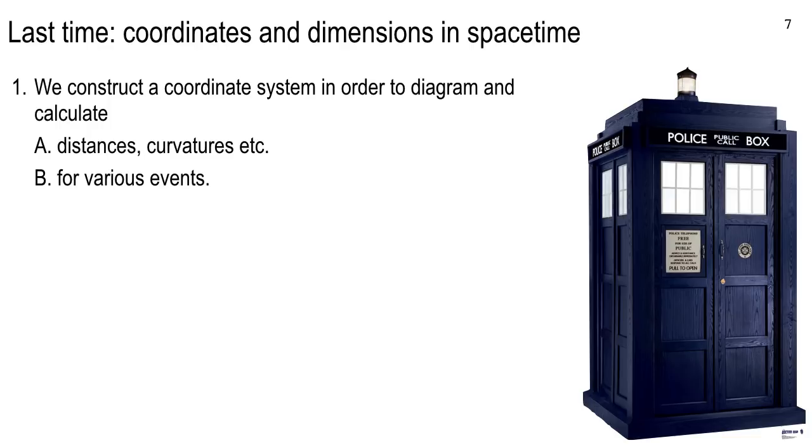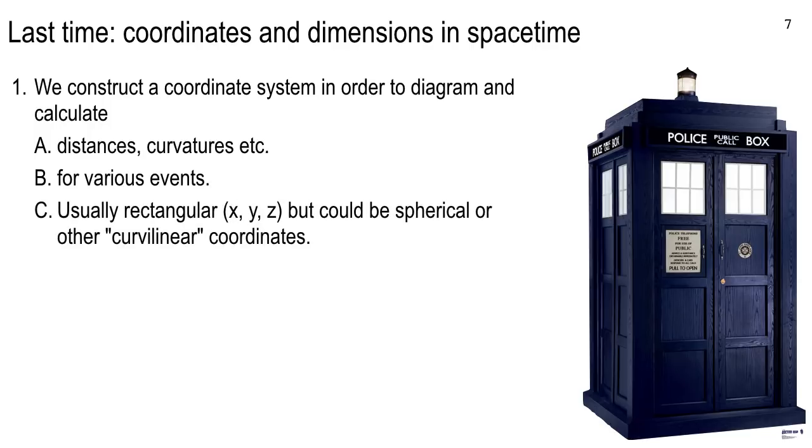Now, I use the word event because an event is something that happens on a calendar. If you are thinking about time, you have to include the time and the location. That makes it an event. Usually we use rectangular coordinates, x, y, and z, but they could be spherical coordinates, latitude, longitude, and distance from the center of the Earth, or some other kind of curvilinear coordinates, like elliptical coordinates. Sometimes you want to use those, but we're going to stick to rectangular.